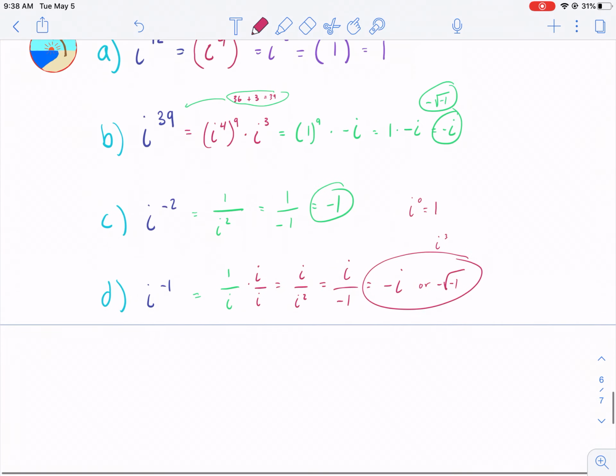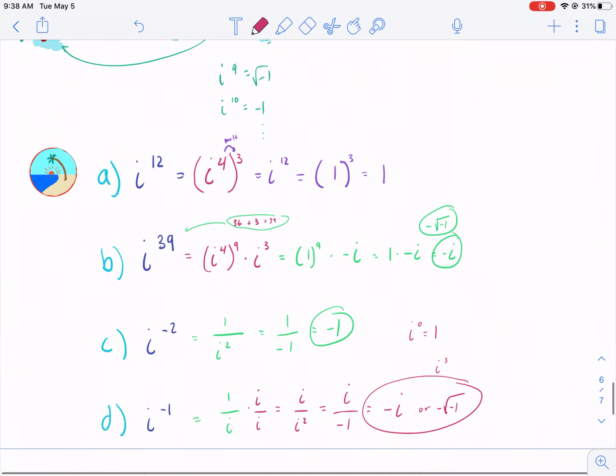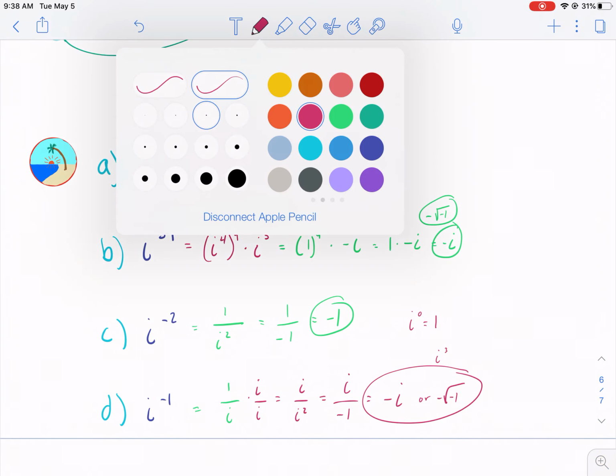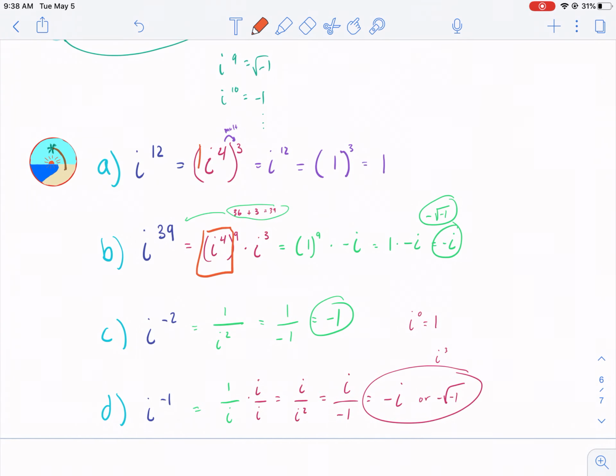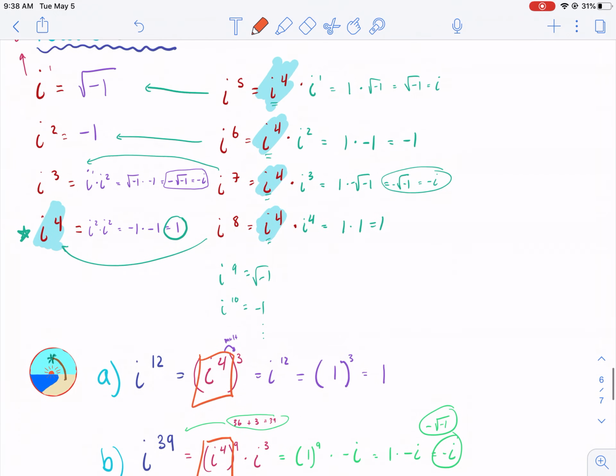So it's very interesting that the pattern repeats itself, and now you have the tools, essentially using i to the fourth, to break down all these components of higher powers of i.